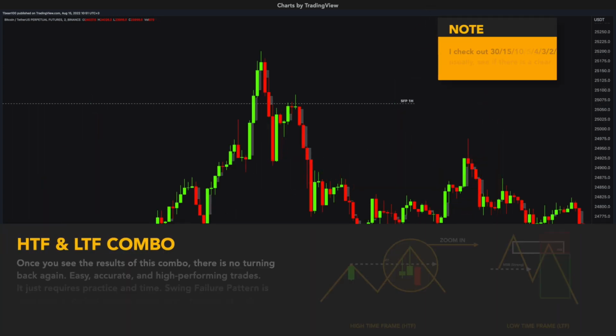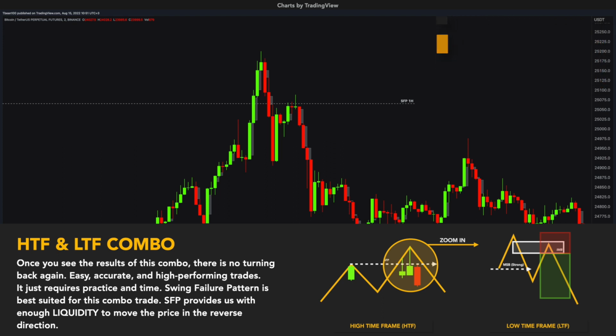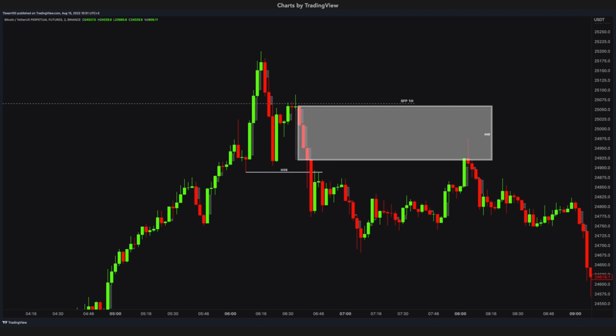I checked out 15, 5, 4, 3, 2, 1 minutes to see the price action. I like the 2 minutes chart. First of all, you can easily witness the market structure break right here. A very clear and high quality break, the way that I like it the most. And you can see the large imbalances with the break.